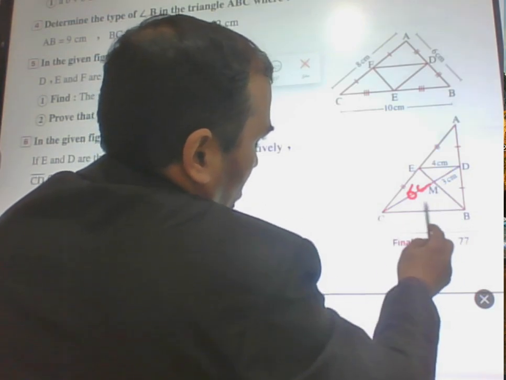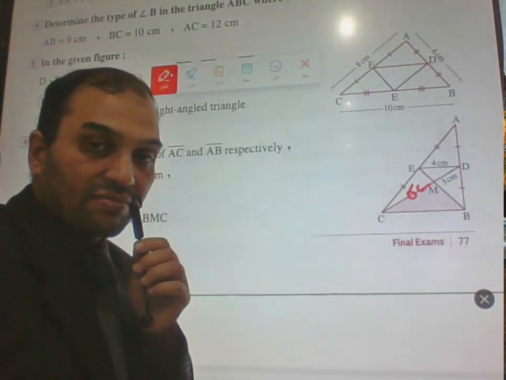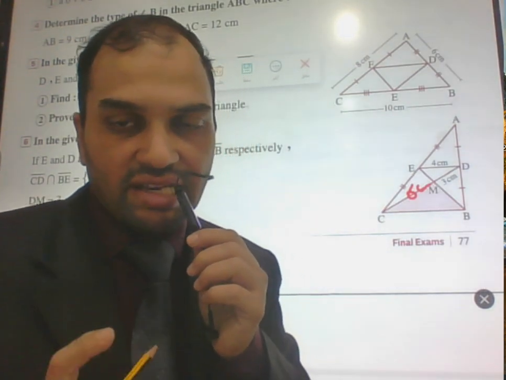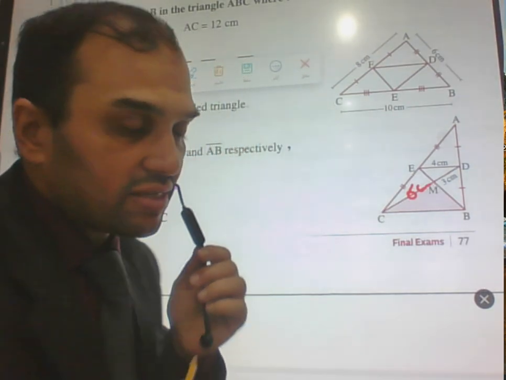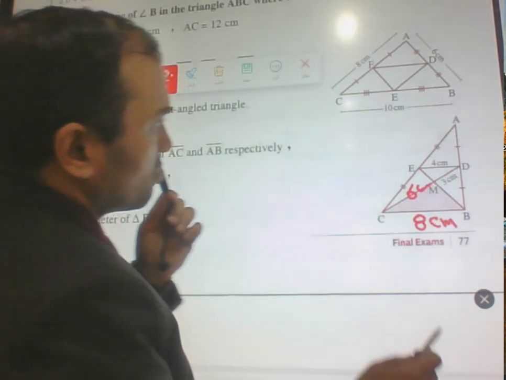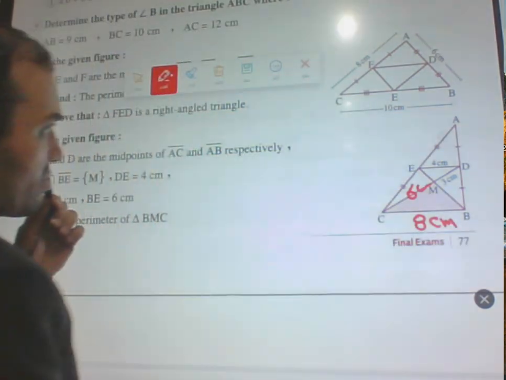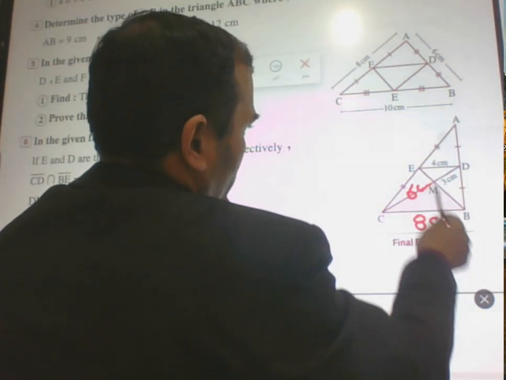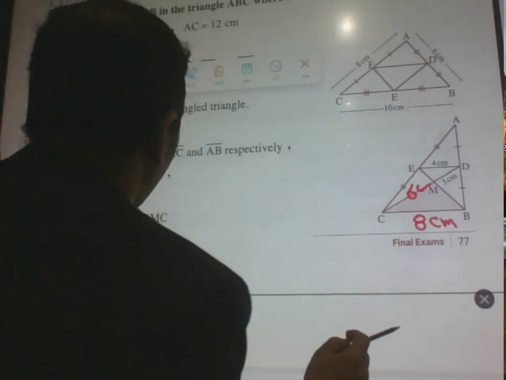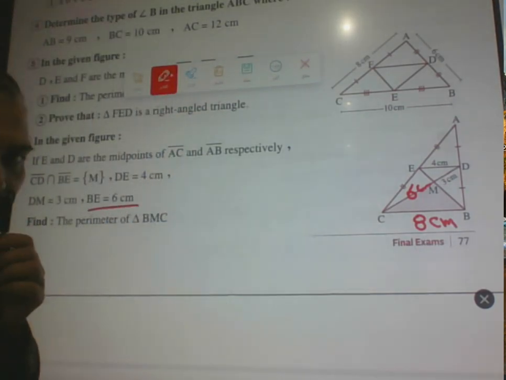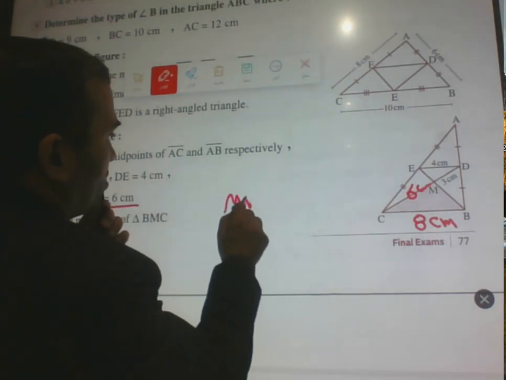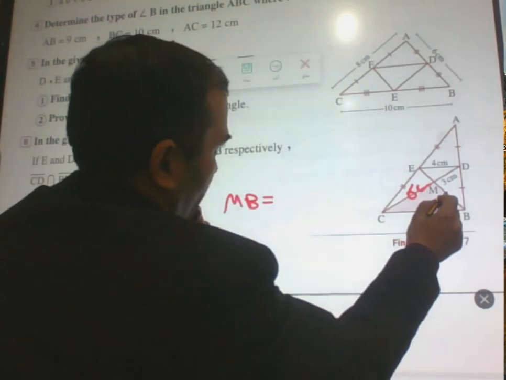This line segment is 6. And we also have ED as the mid segment, because E and D are the midpoints of EC and EB. Then ED is half of CB, and CB will be 8 centimeters. And also EB is the median because D is the midpoint and E is the midpoint. BE is the median. He gives us in the example B. Look here, BE was 6 centimeters. For the length of MB, we have the ratio about the vertex, 2 to 1.